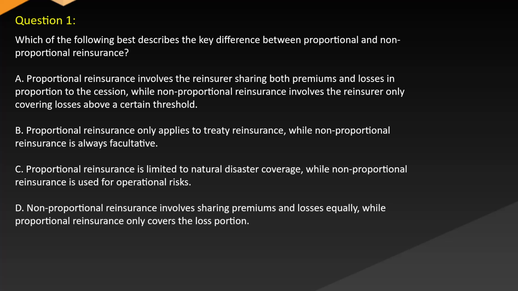B. Proportional reinsurance only applies to treaty reinsurance, while non-proportional reinsurance is always facultative. C. Proportional reinsurance is limited to natural disaster coverage, while non-proportional reinsurance is used for operational risks. D. Non-proportional reinsurance involves sharing premiums and losses equally, while proportional reinsurance only covers the loss portion.